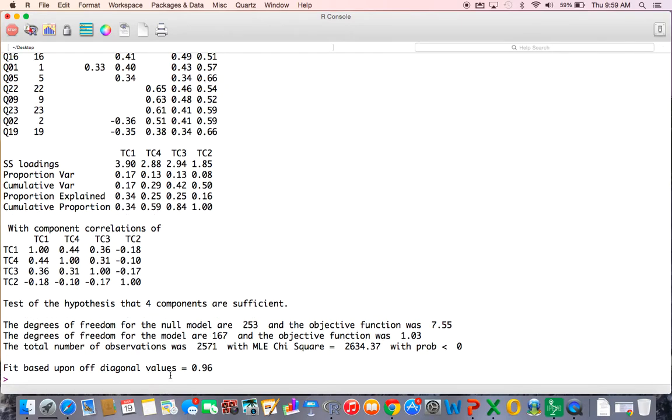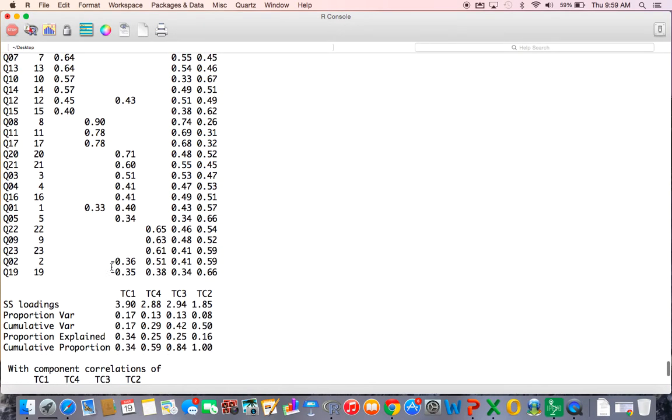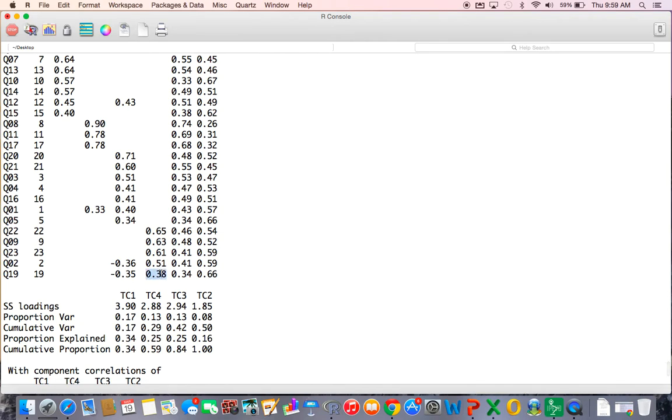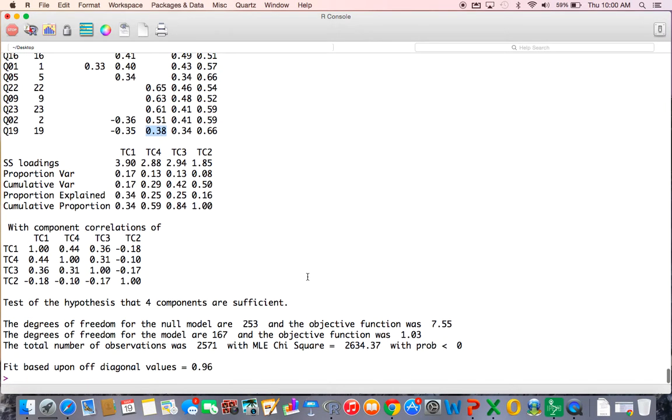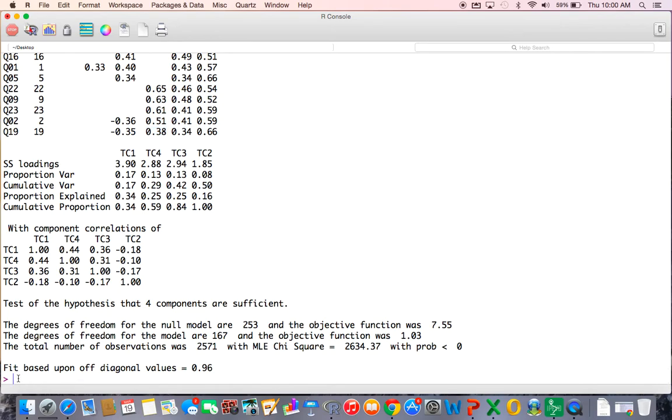I don't know. Question 19 therefore loads on factor 2, exactly where it loaded for the orthogonal rotation. I don't know. I'm tempted to probably go ahead. Let me explain something in this oblique rotation.